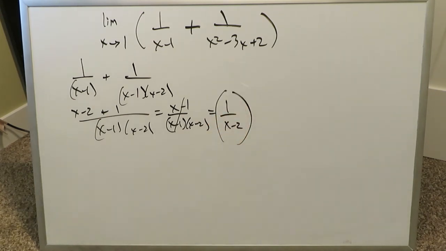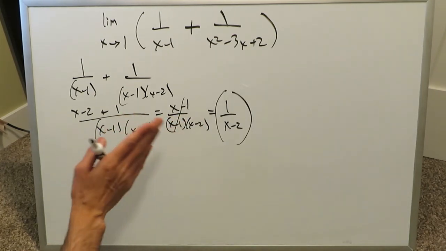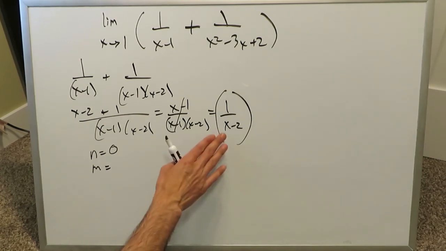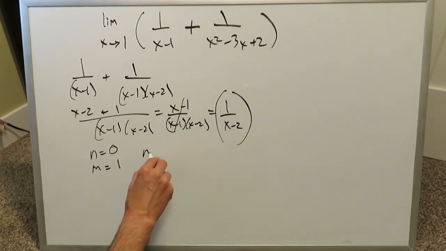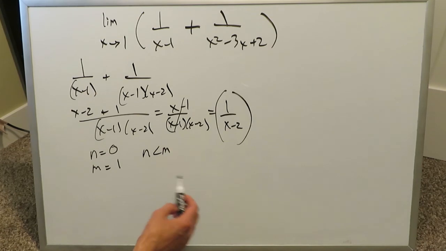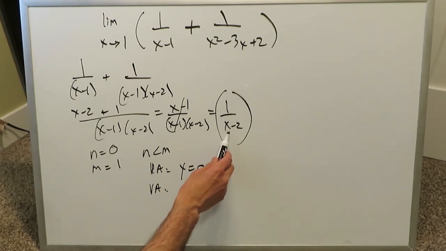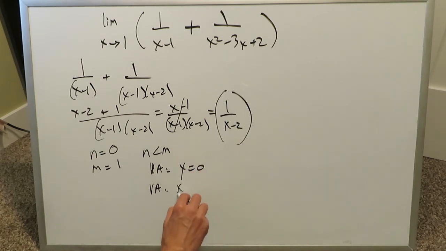From this, it's now very easy to determine your asymptotes and make a graph. Highest order of the numerator exponent is a 0. Highest order of the denominator exponent of this polynomial is a 1. When n is less than m, you won't have an oblique asymptote, but you'll have a horizontal asymptote. The horizontal asymptote will be your standard y equals 0, your x-axis. Your vertical asymptote will be what makes 0 in your denominator, which is x equals 2.